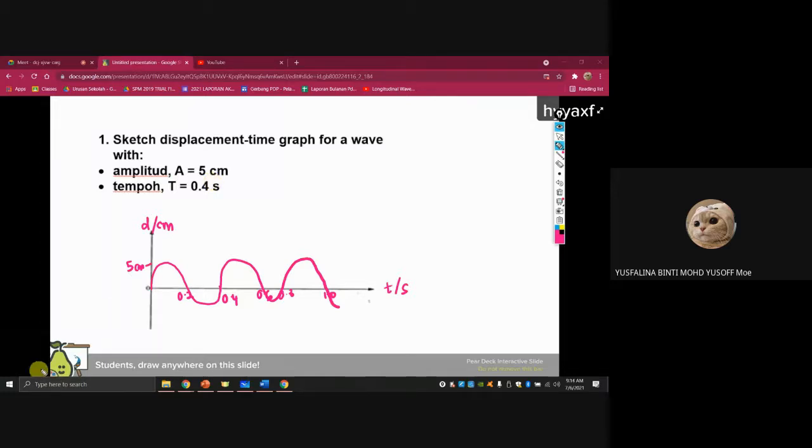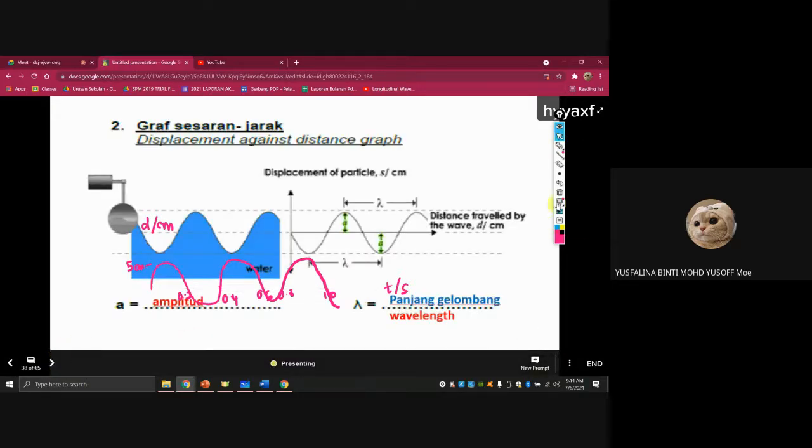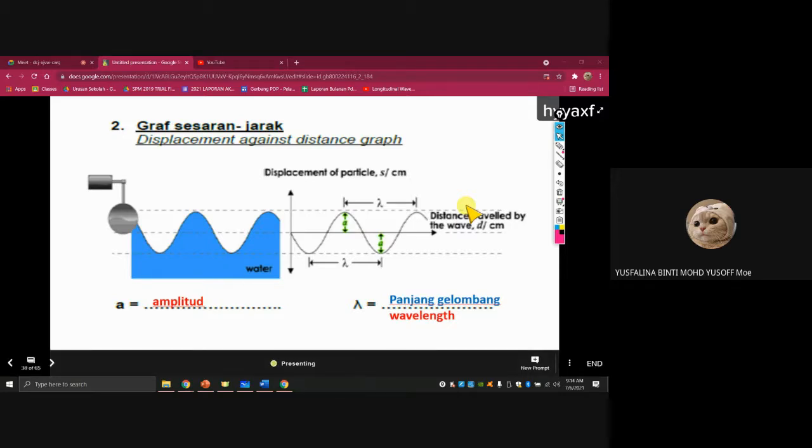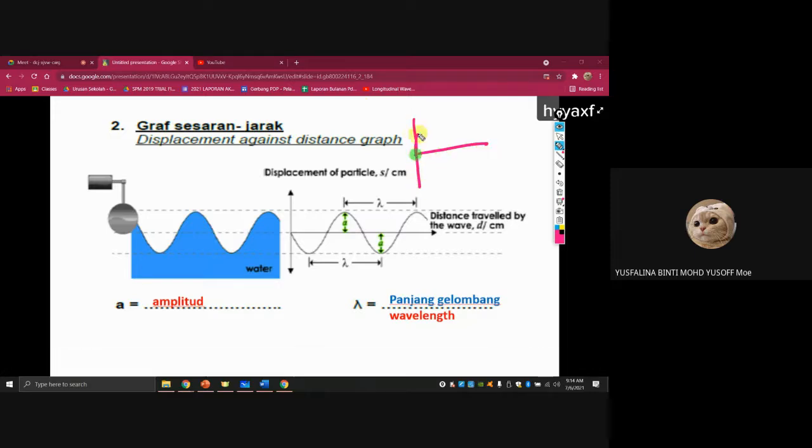Okay, so let's move to the next one. The next one is the displacement against distance graph. What information can you get from the displacement against distance graph? Let's say I draw the graph first. So this is the graph, right? Sorry, this should be D for distance.